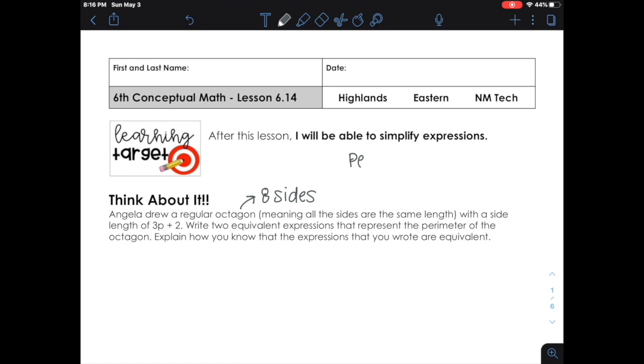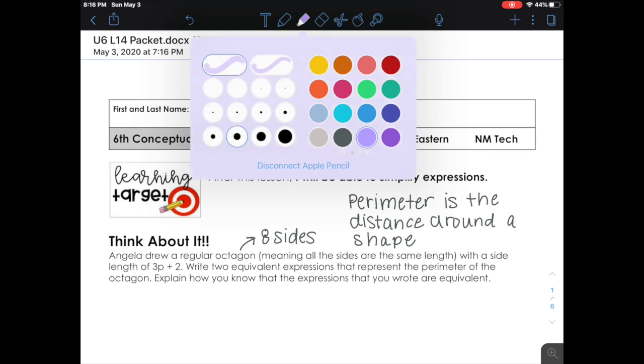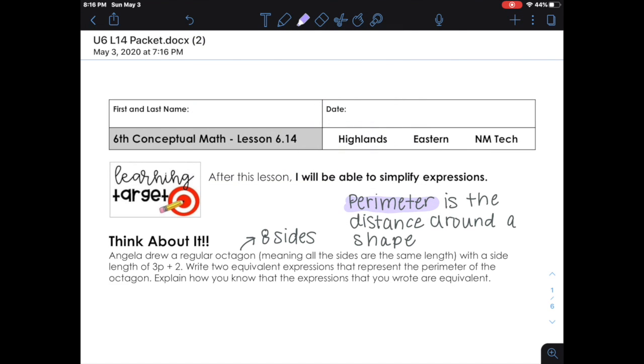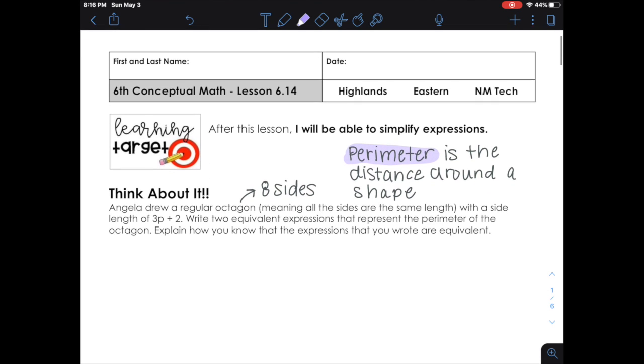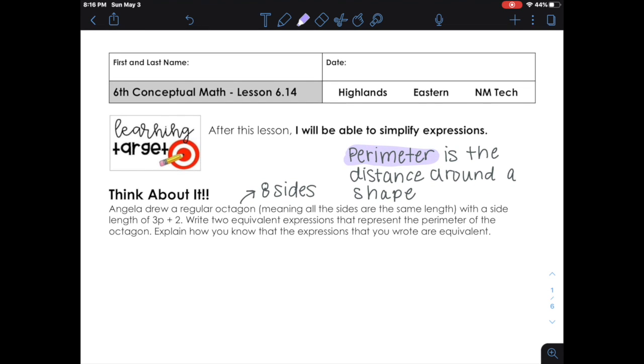So before I send you off to do your think about it, let's remember that perimeter is the distance around the shape. Okay, so the definition of perimeter is the distance around the shape. In this case, it would be an octagon. So go ahead and pause the video and see if you can work it out on your own.